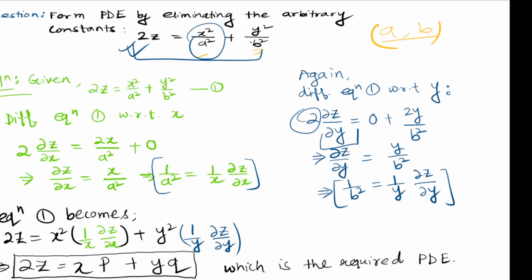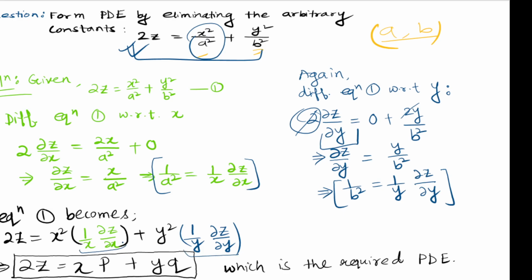And then the differentiation of y square by b square is 2y over b square. So from here I have just cancelled 2 from both of the sides, and then I have found the value of 1 by b square equals 1 by y dz/dy. After that, I have replaced the value of 1 by a square with the value that I have got.